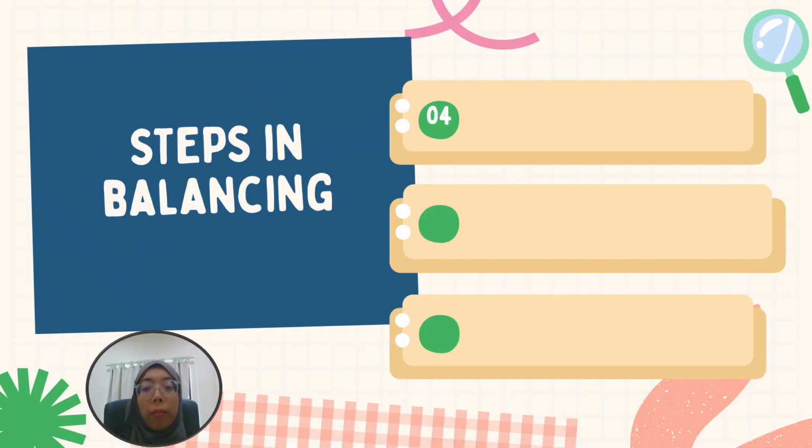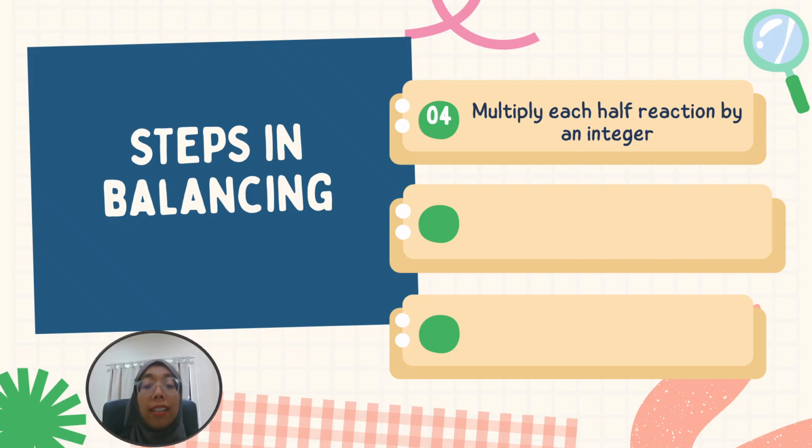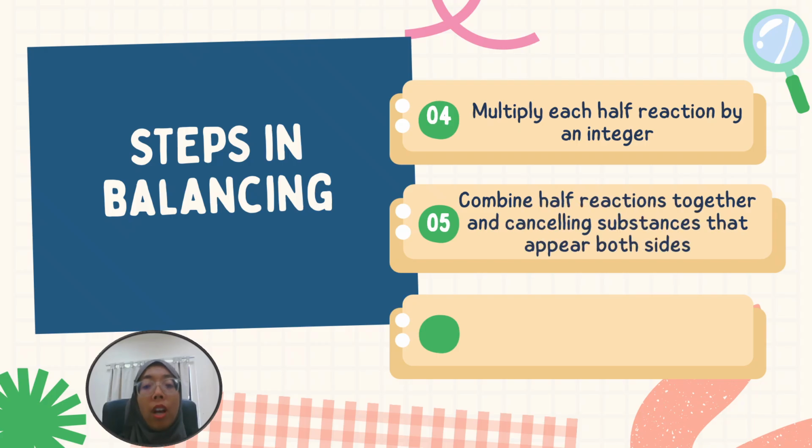Next, multiply each half reaction by an integer to equalize the electrons. Step number 5, combine the two half reactions together and cancel substances that appear on both sides. After that, check that atoms and charge are balanced.